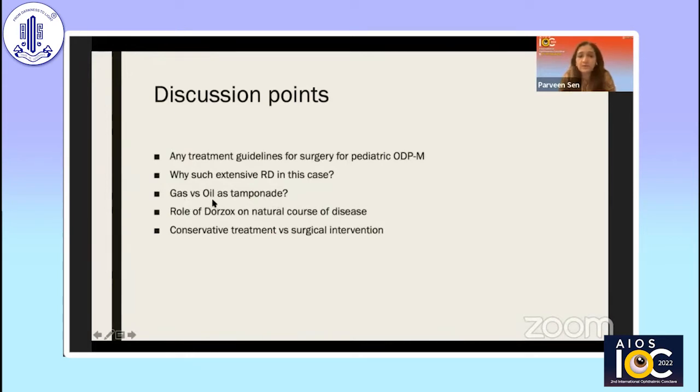I should have also avoided oil maybe? And whether the right eye with such extensive RD would have settled with Dorzox or not. So should we have done a conservative treatment vis-a-vis a surgical intervention right away in the right eye?